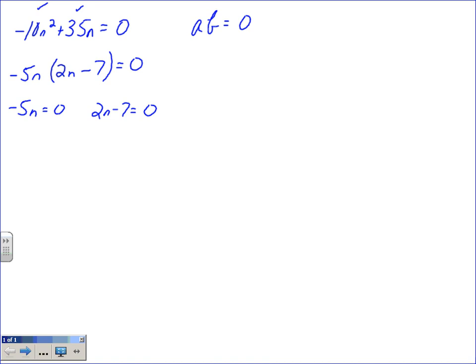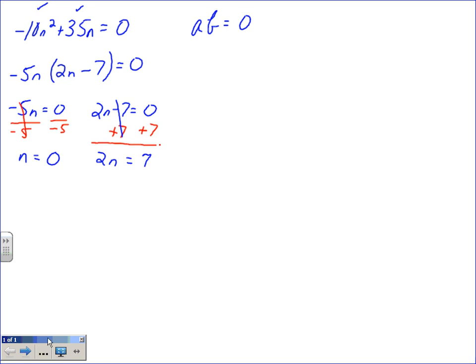So for the first one, we're going to divide by negative 5, both sides. And what is 0 divided by negative 5? 0. That's one solution. For the other one, I'm going to add 7. We know how to solve these equations. I'm going to add 7 to both sides. The result is going to be 2n equals 7. And then we divide by 2.